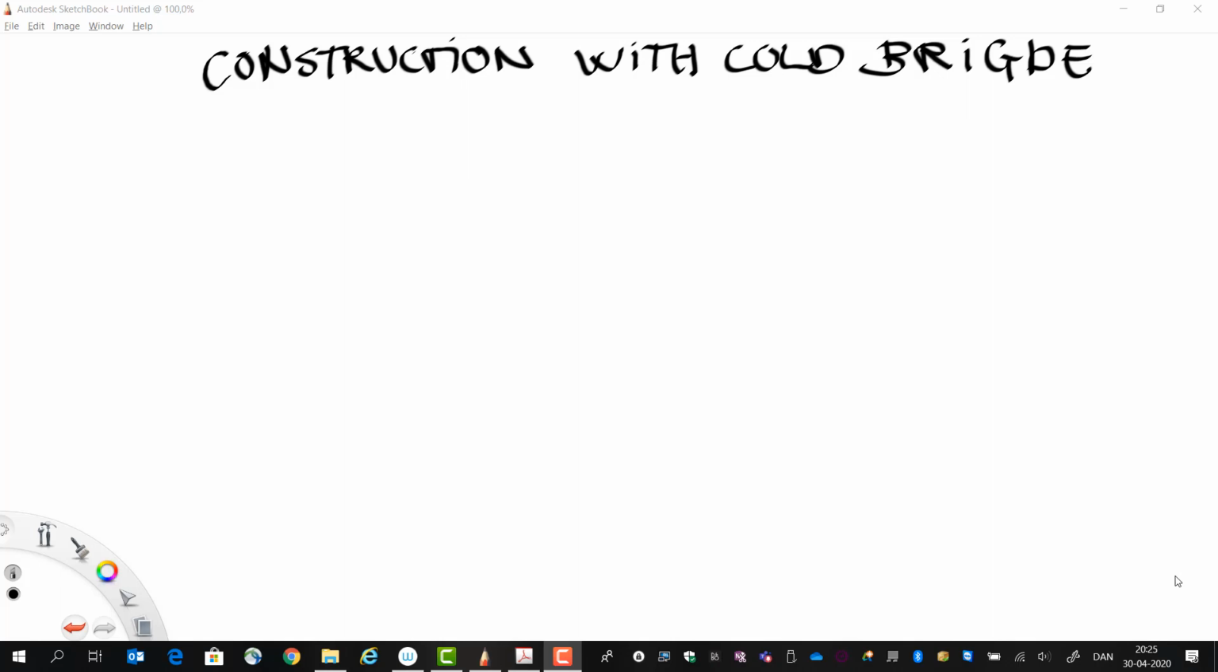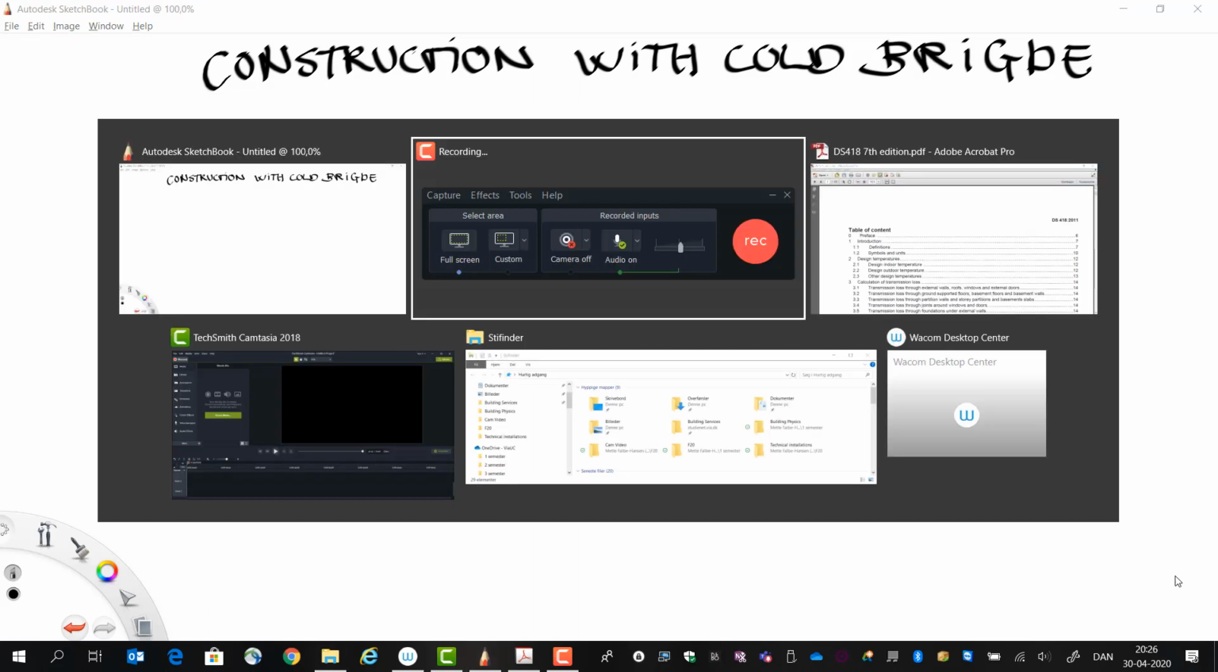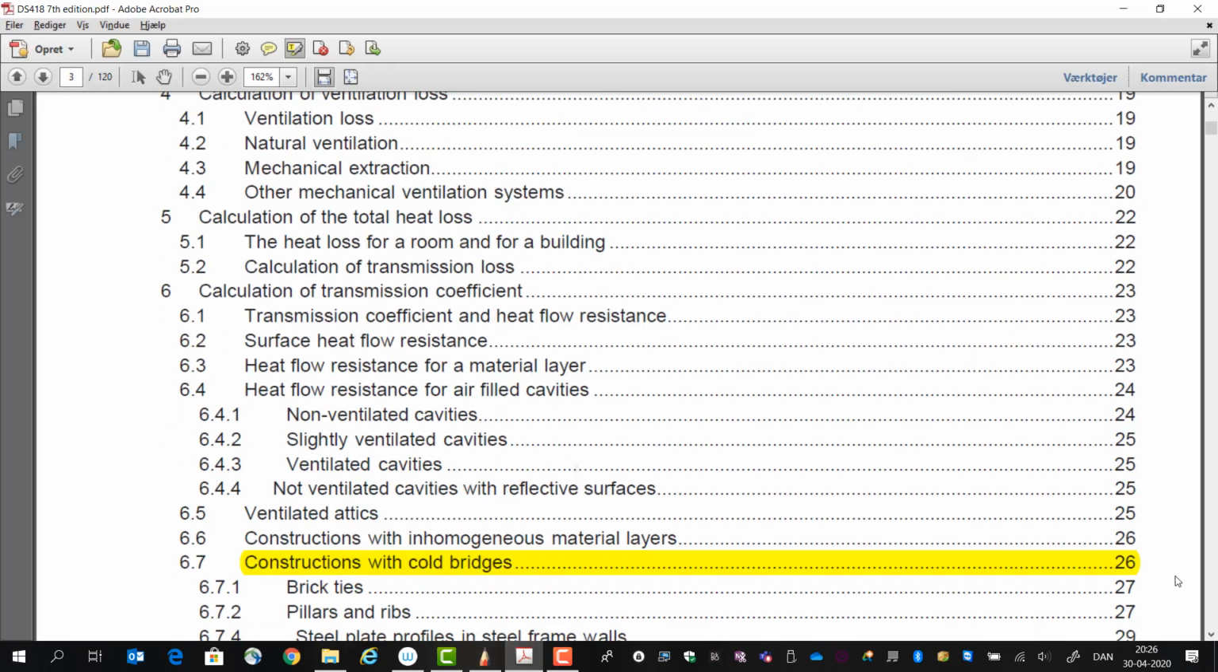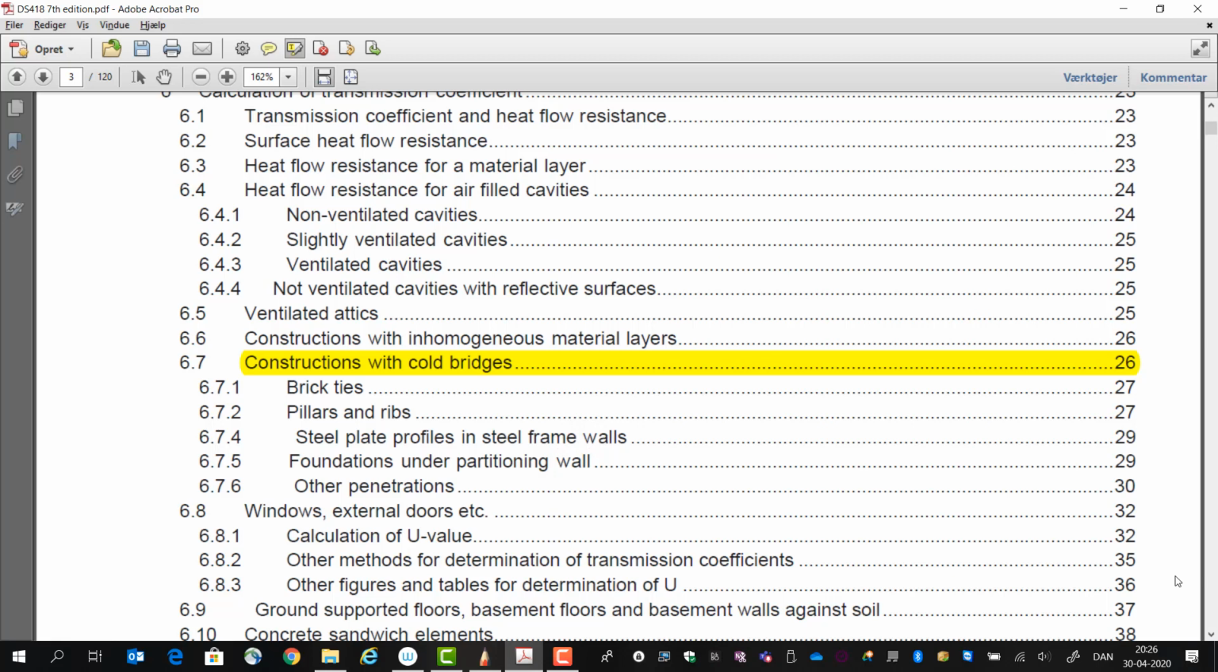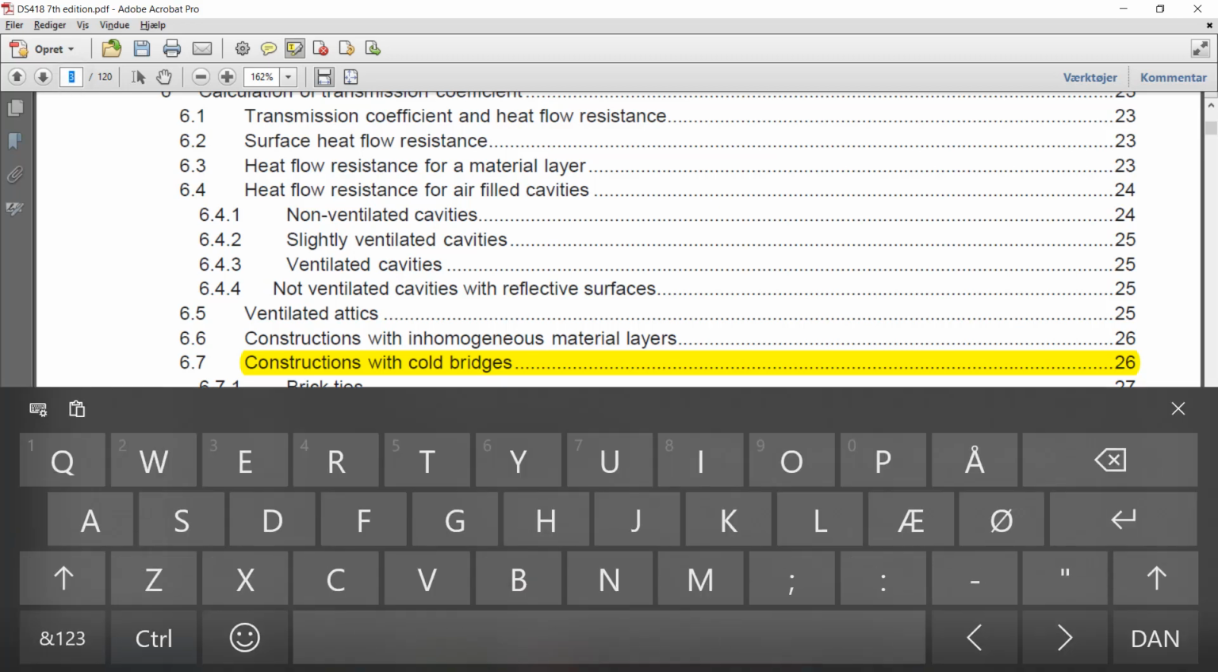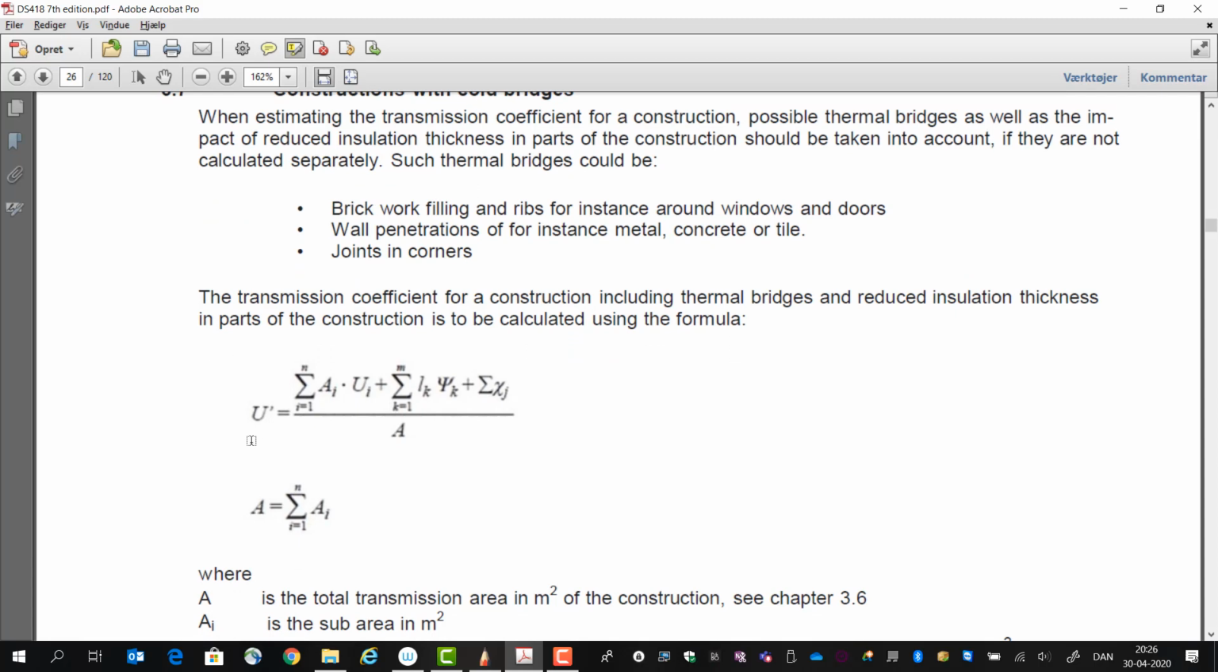In this presentation, I will explain how you calculate a U-value for construction with a cold bridge. In DS 418, we have a formula for how we calculate that. So if I go to DS 418 and find the chapter, we have it here in 6.7, construction with cold bridges. So we need to go to page 26. And here we have the formula.